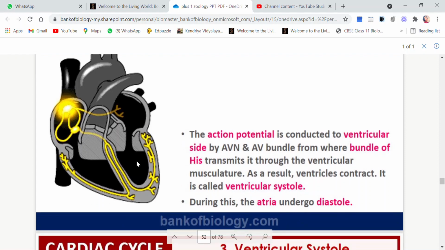Now, as the ventricles are contracting, children, during this, the atria will undergo diastole. As the ventricles are contracting, the auricles are relaxing, because now the action potential has moved on from the auricles to the ventricles. So at this point of time, when there is ventricular systole, the atria are undergoing diastole.